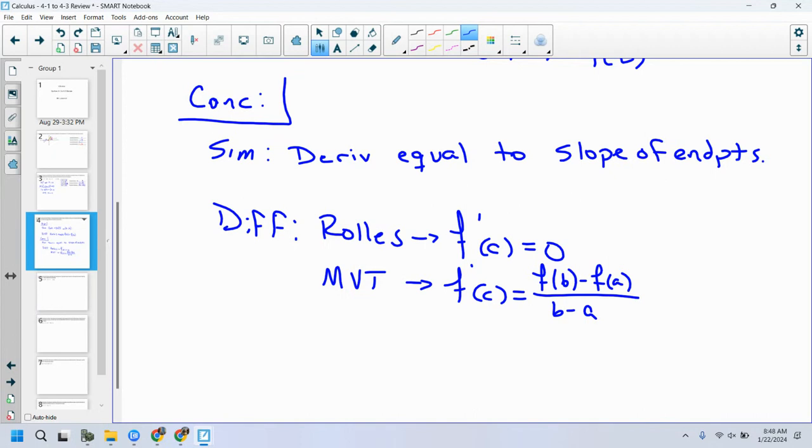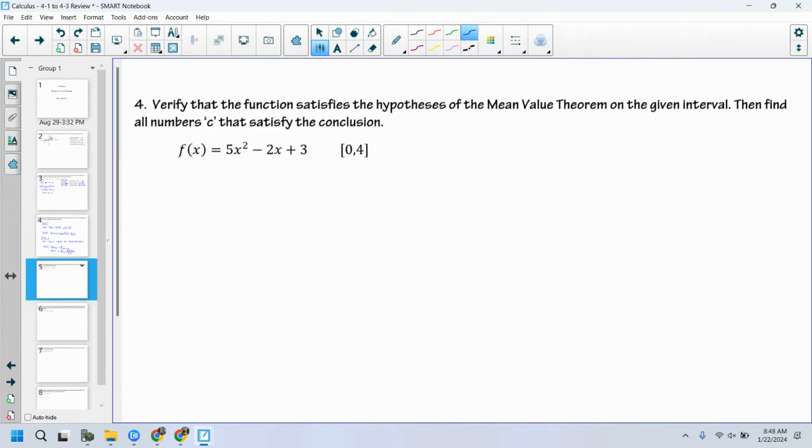Okay, let's take a look at number 4. Verify that the function satisfies the hypothesis of the mean value theorem on the given interval, then find all numbers c that satisfy that conclusion. Now, what is the hypothesis of the mean value theorem? It's that it's continuous and differentiable along that interval, right?